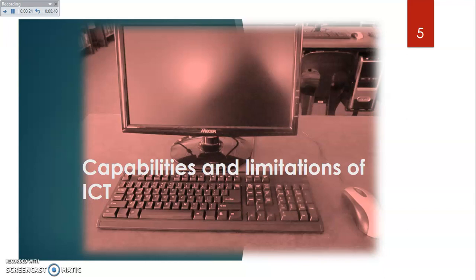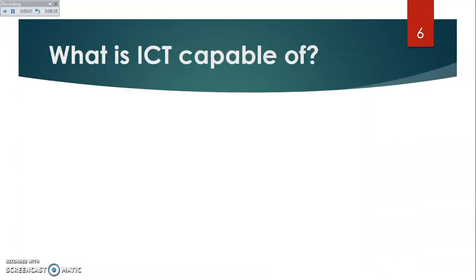In this section, we are not going to focus on the technical capabilities and limitations of ICT. We will take a brief look at some of the ways that people and society affect the general capabilities and limitations of ICT. Okay, so what is ICT capable of?